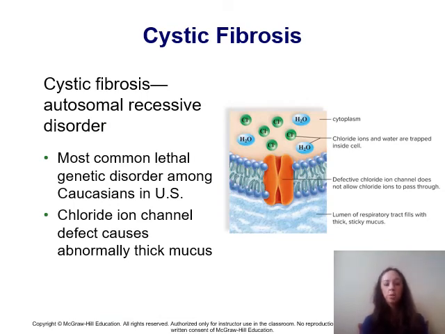So cystic fibrosis is an example of an autosomal recessive disorder. This is the most common lethal genetic disorder among Caucasians in the United States. What cystic fibrosis does is shut down the chloride ion channel located in mucous membranes, and this causes abnormally thick mucus. The thickening mucus can be in the lungs and pancreas. It causes affected people to have a really hard time breathing and a hard time digesting some foods.